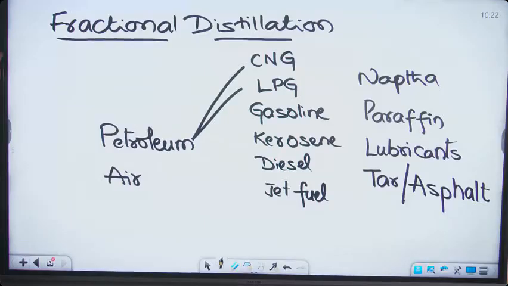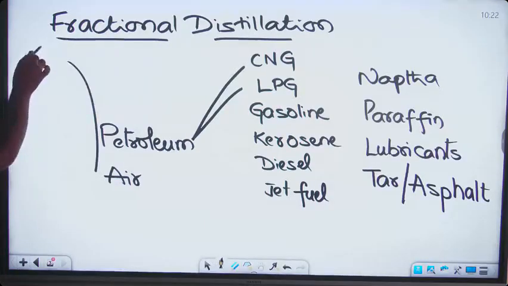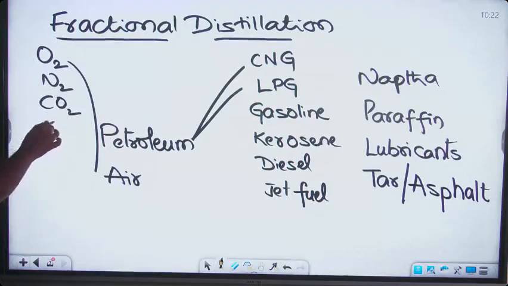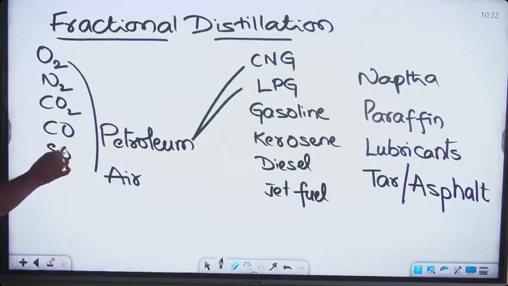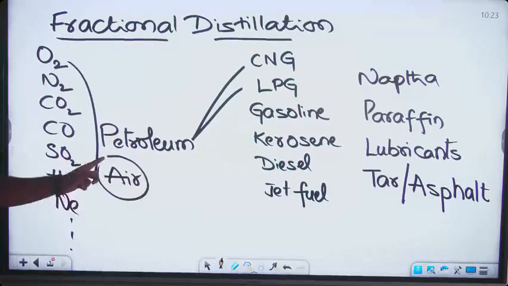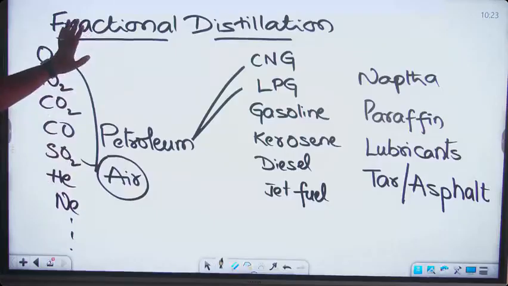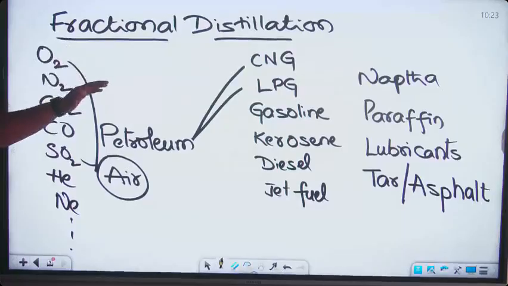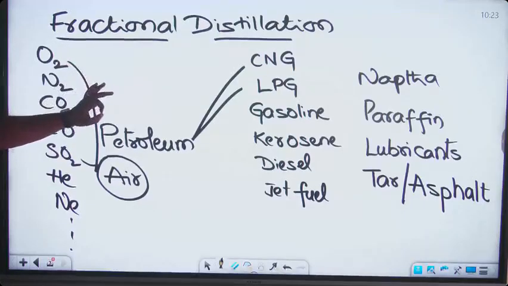Right. So from air we are able to separate many gases like oxygen, nitrogen, carbon dioxide, carbon monoxide, sulfur dioxide. Apart from this, the inert gases like helium, neon, and other things. That is the reason why, in case of air, we go for one method which is known as fractional distillation. Distillation, only 2 components. Fractional distillation, more than 2 components, we go for fractional distillation method.